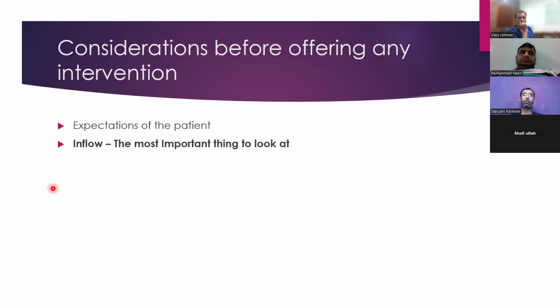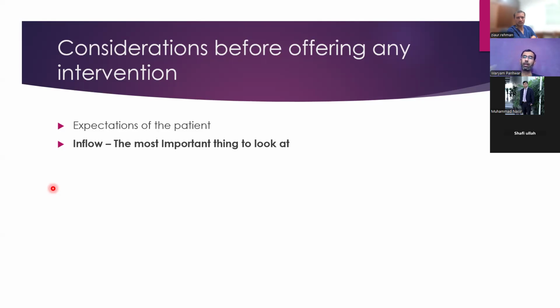Then inflow. This is the most important thing to look at before offering any iliac vein intervention. Good inflow means that both the femoral vein and the profunda vein are patent. It is adequate if any one of them, the profunda vein or the femoral vein, is patent. But if both the veins are gone, then it is poor inflow, and poor inflow is a strong factor not to offer any intervention.